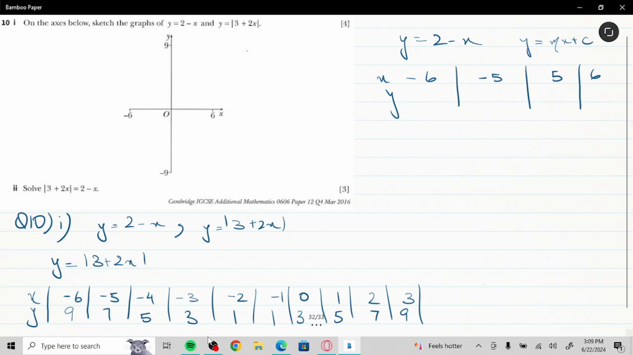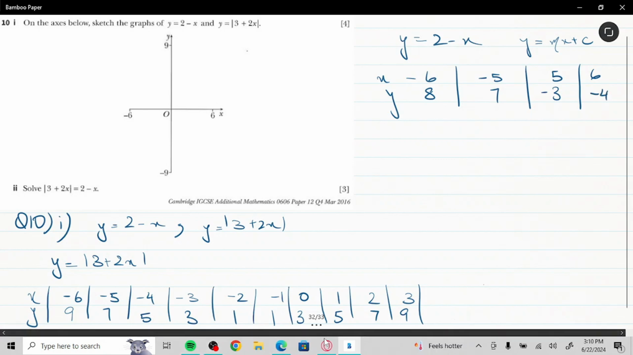So for negative 6, we have 2 minus negative 6. Sorry, wait a second. Negative 6 multiplied by negative x is positive 6. So 6 plus 2 is 8. Negative 5 multiplied by negative is positive 5. So 2 plus 5 is 7. And 2 minus 5 is minus 3. And 2 minus 6 is minus 4. So we have the values.